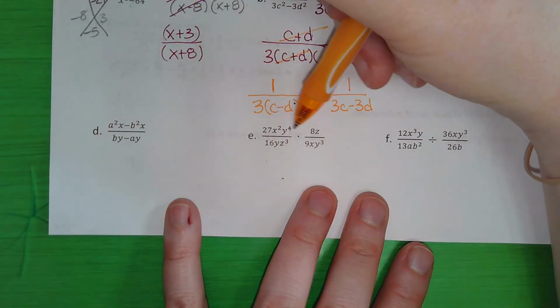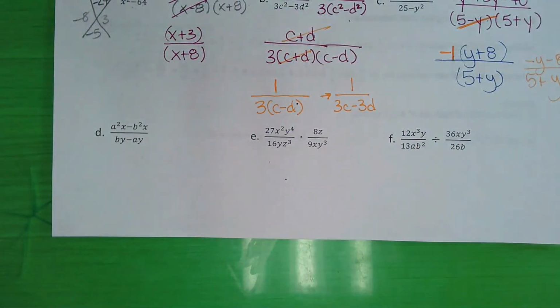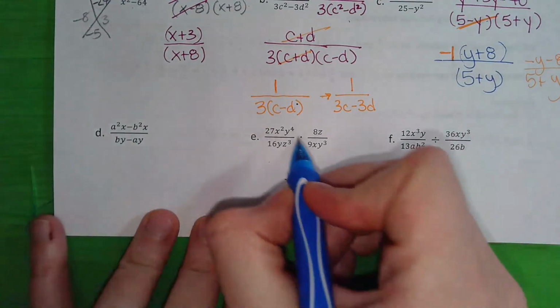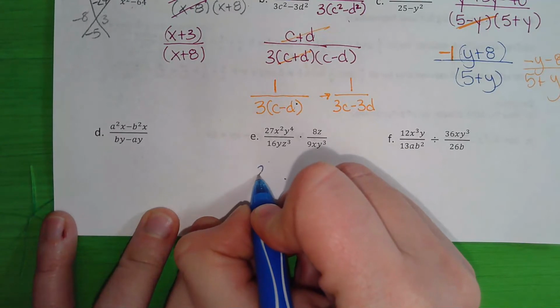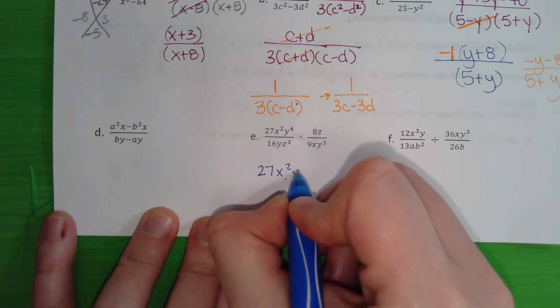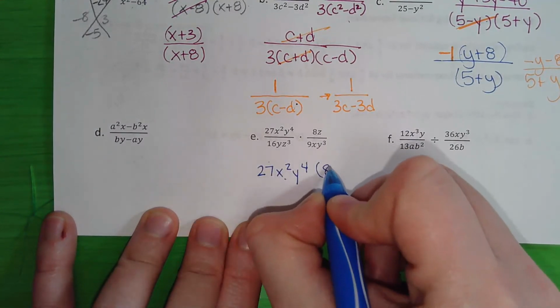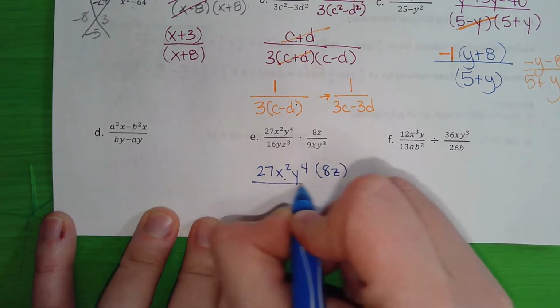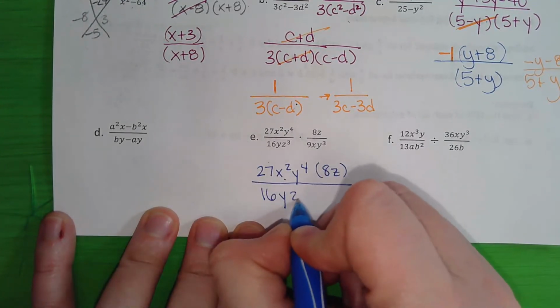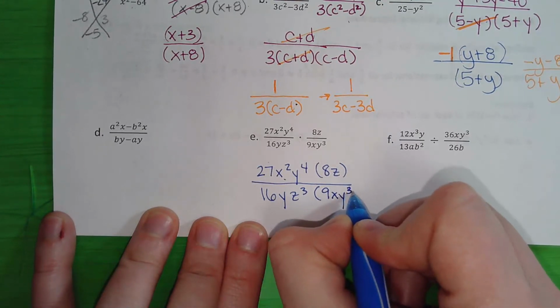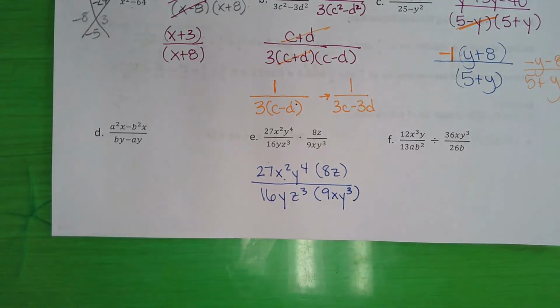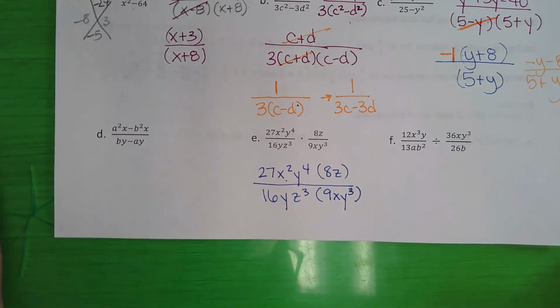What I like to do is rewrite it as one big fraction, because when you do multiplication, you're just going to multiply top times top, bottom times bottom. So I'd have 27x squared y to the 4th times 8z, all divided by 16yz cubed times 9xy cubed. And then I look for anything that is the same top and bottom, just like what we did back in our polynomial standards, canceling things out.